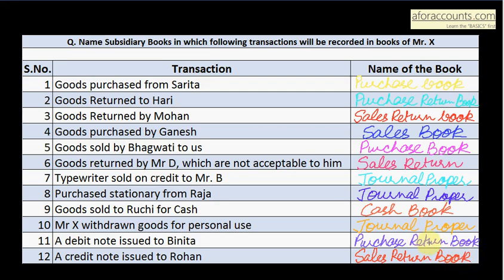Knowing which book is important, because in the coming questions you will be given all jumbled transactions and then you will have to find out in which book I should place the transactions. So you should be able to make out where to put credit purchase, where to put credit sales, purchase return, sales return, and anything related to cash is the cash book. When it does not fit anywhere, or there is an asset transaction, then journal proper. So moving on to the next question presented by aforaccounts.com.